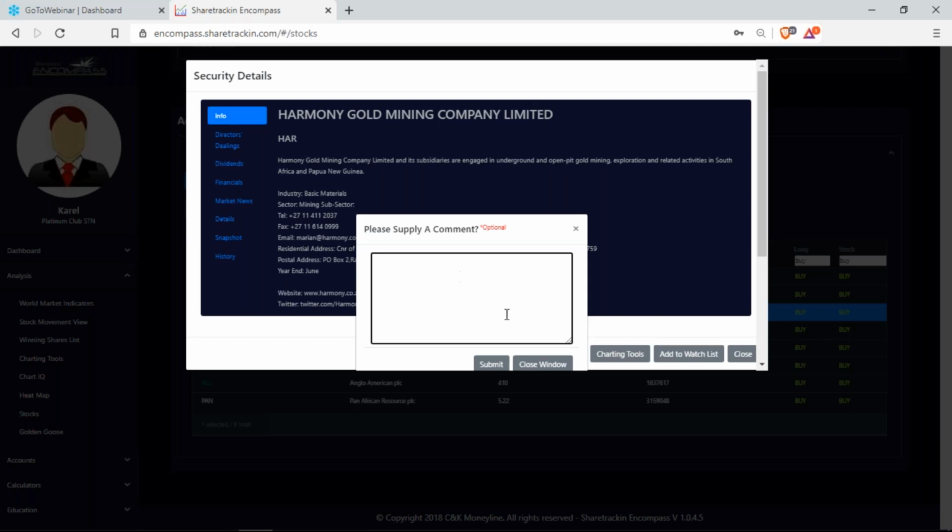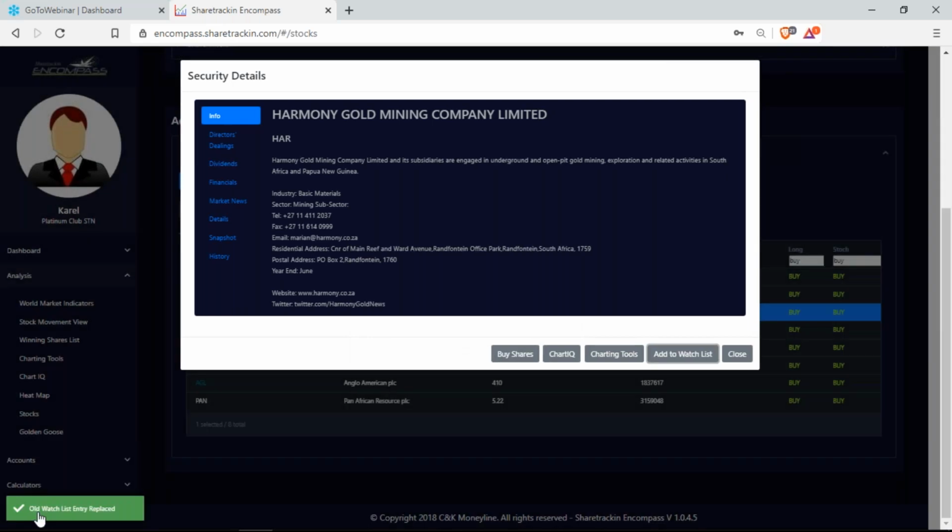After that, I say submit, and you would note on the left-hand side at the bottom, in my case, it says old watch list entry replaced. But it would say successfully added watch list entry in that block. So if it says old watch list entry replaced, it means that you already have that share on your watch list, so they just replaced it.